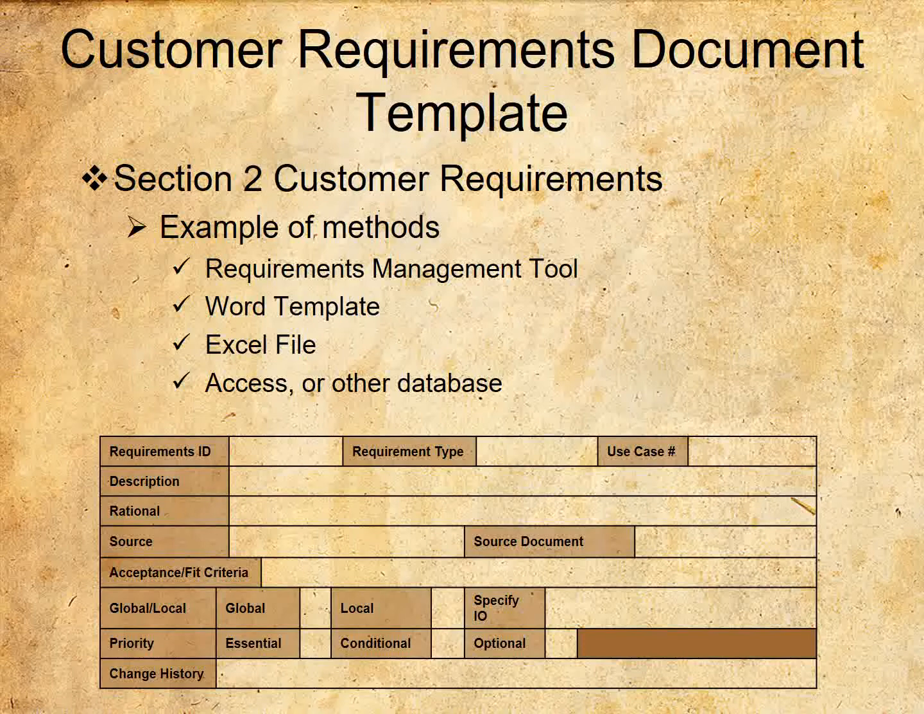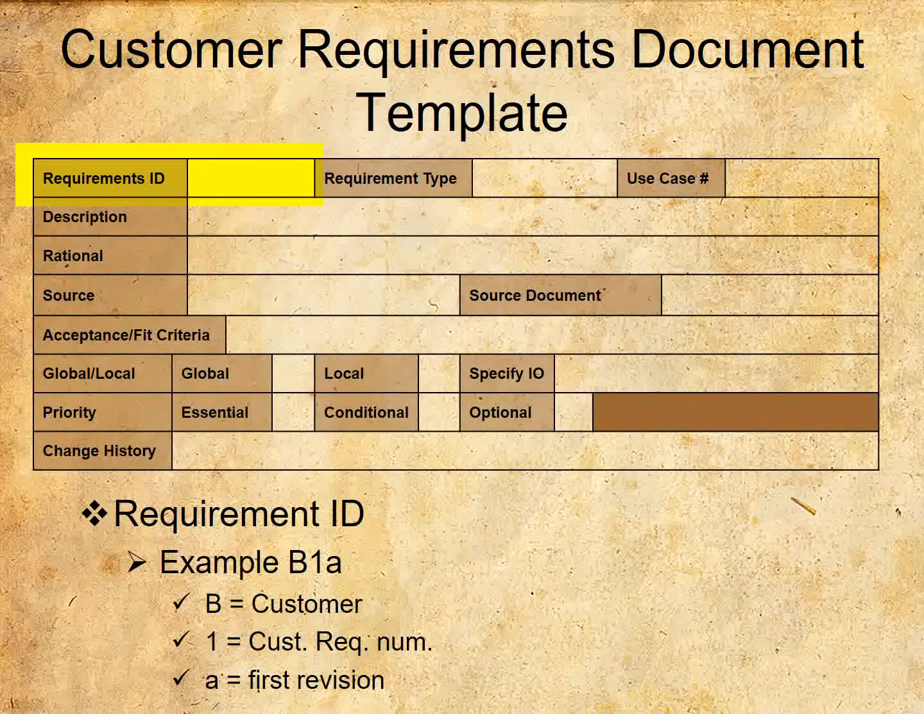The data identified in the template is required, but the format is not. The project can make the determination as to the best method of entering and maintaining this data. Requirement ID. Every requirement needs to be uniquely identified. The requirement ID is the unique label given to that requirement. Each team can develop its own numbering convention.